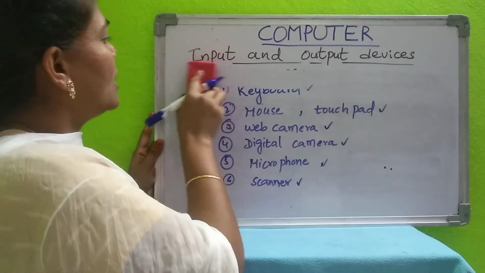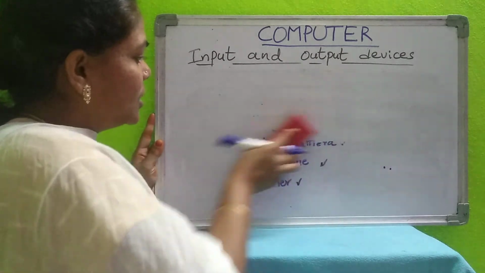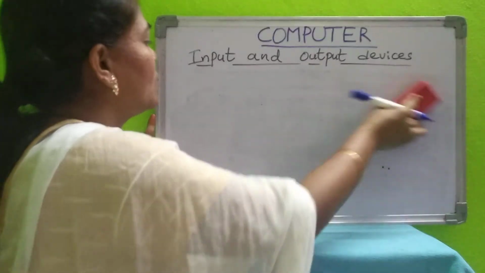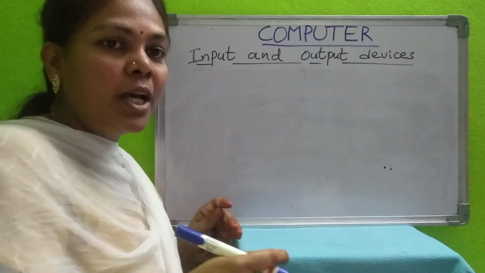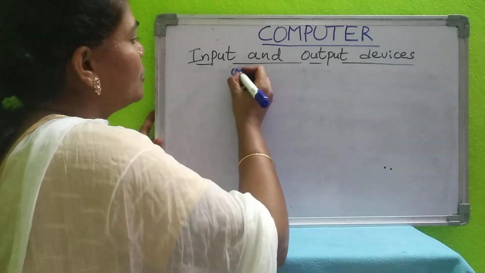Now we will see what the output devices are. Output devices means the devices on which you can watch the information, whatever you typed or copied into the system. You can watch it on those and you can take the printout using those devices. Now we will see what the output devices are.